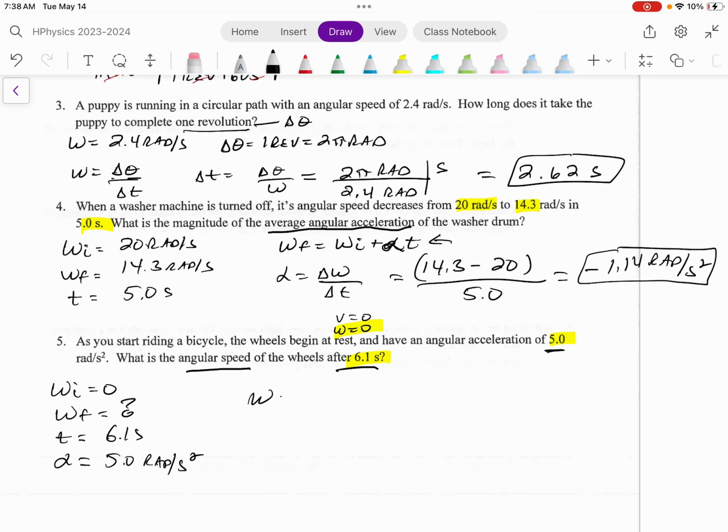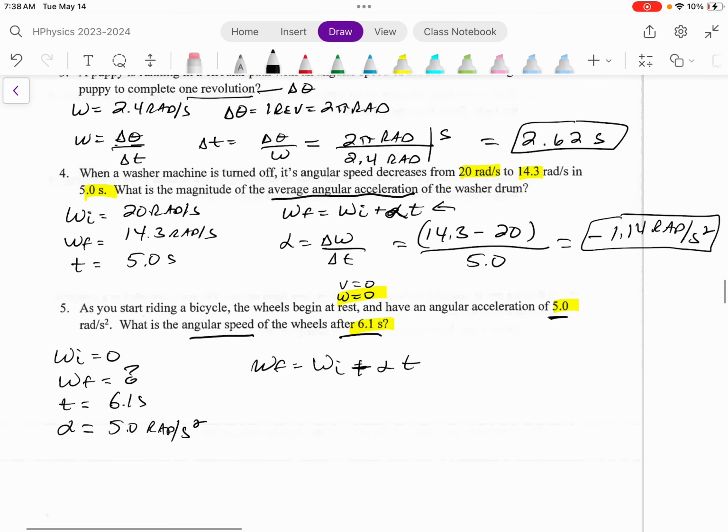Again, I can use my first equation, that's omega final equals omega initial plus alpha times time. I'm now solving for time, which will be this. Time is, oh no, I'm not solving for time. I'm sorry. I'm solving for the final speed, the final angular speed.